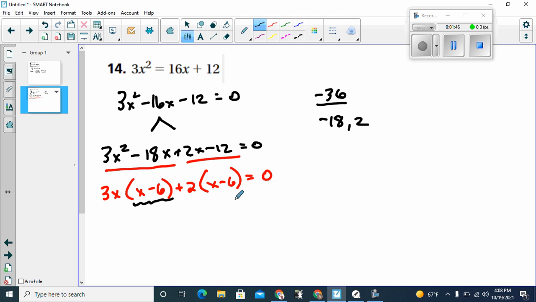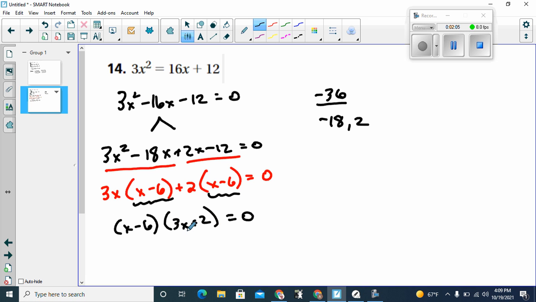These should match up. That's a good indication that you did it correctly. We are taking that x minus 6 and factoring it out. If I pull that x minus 6 out, I am left with 3x plus 2. So we have successfully factored this.